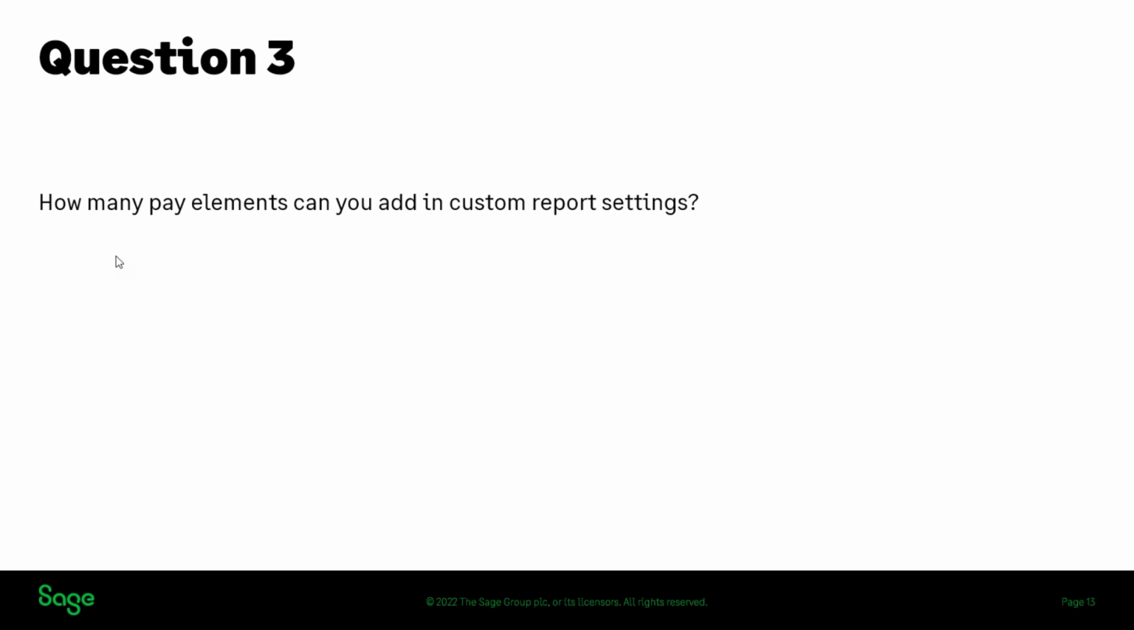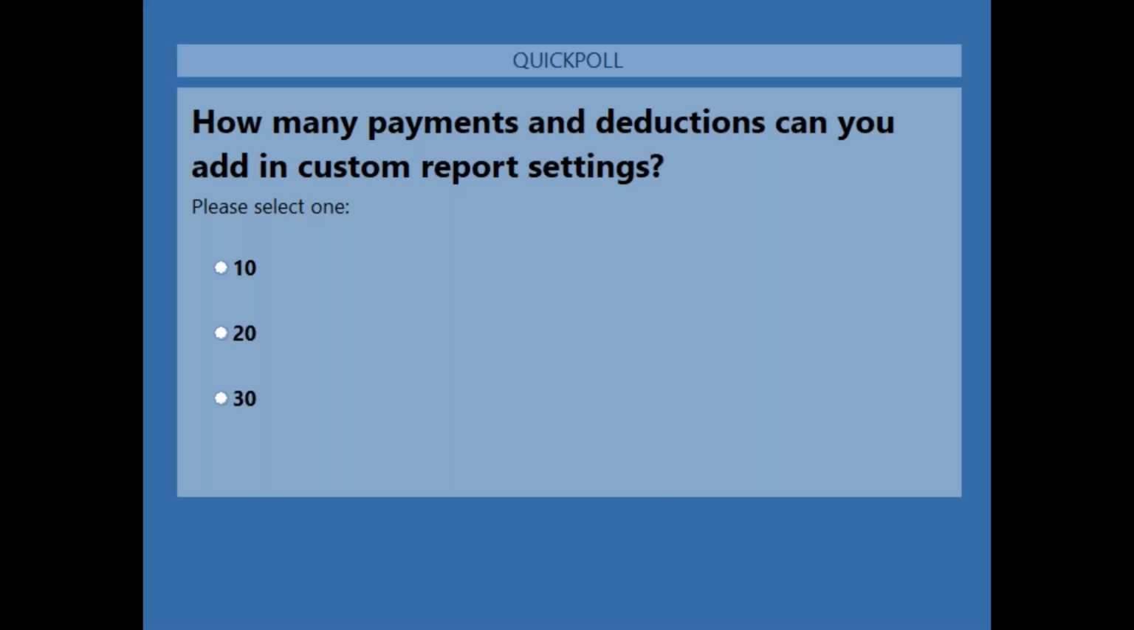How many pay elements can you add in a custom report settings? So this is about the number of pay elements you can add. So let's bring that one up. Again, multiple choice. We've got 10, 20, or 30. So how many payments can you add when it comes to the custom report settings? Now I'm going to throw the caveat in that this is about the settings and not the specific report. So bear in mind some reports can take less pay elements than others.